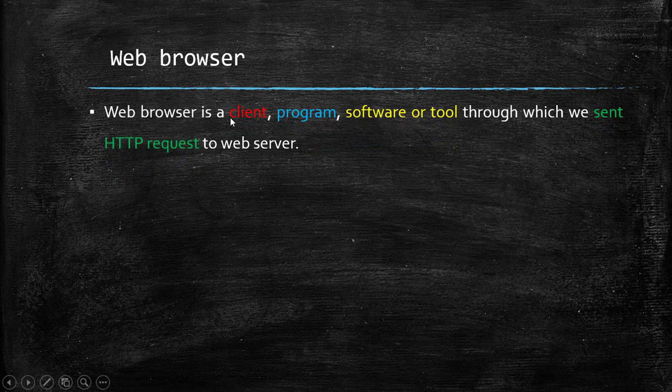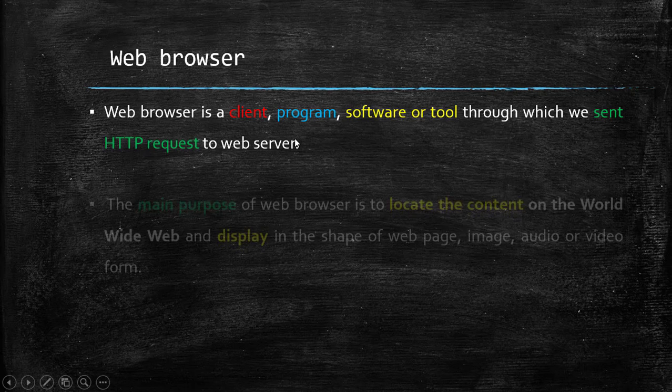A web browser is a client program, software or tool through which we send HTTP requests to the web server. Okay, now let's explore the definition. If we want to access any resources over the internet, then to access that information we have to send the request to the server. To type the request we use the web browser. The web browser will use the HTTP protocol, and with the help of HTTP, it will send our HTTP requests to the web server.